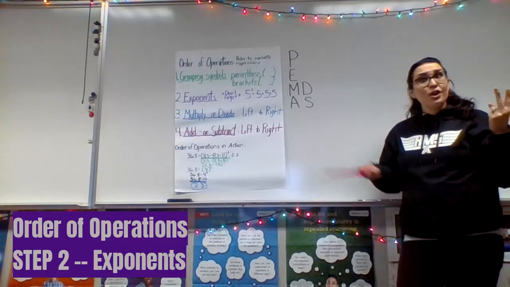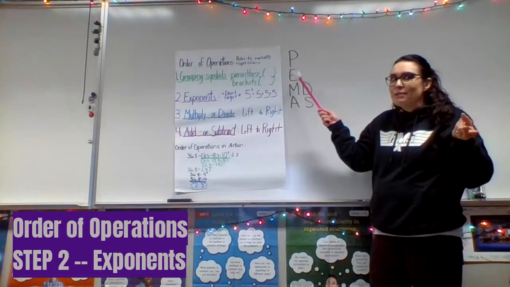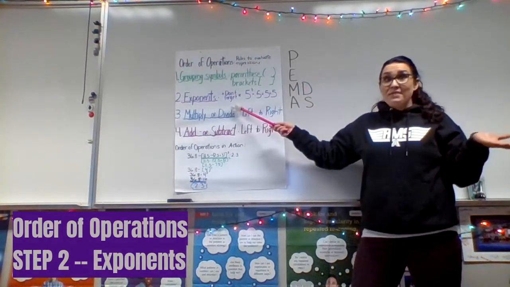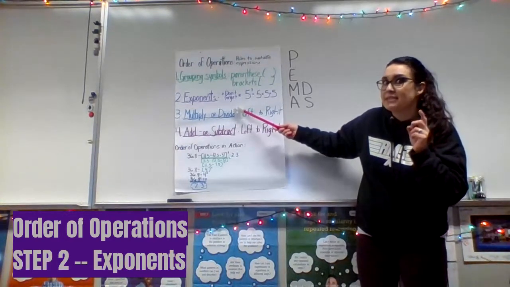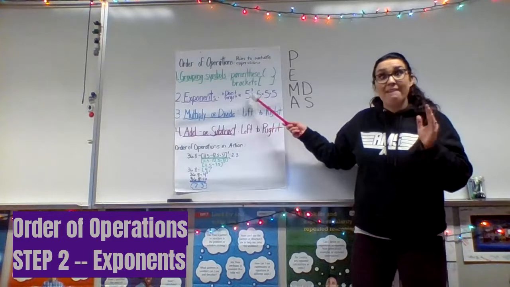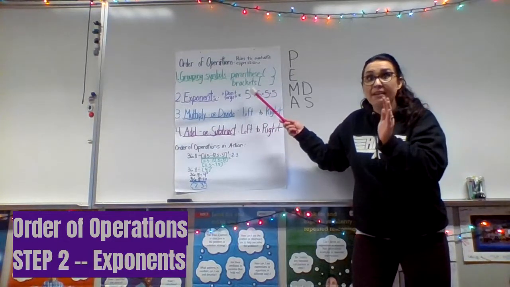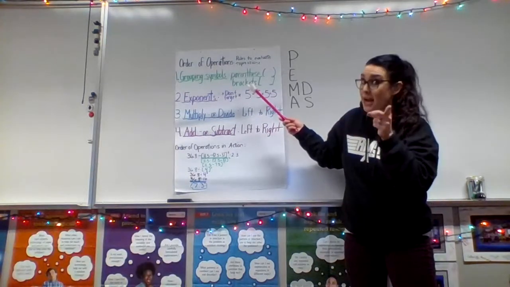Step number 2 in PEMDAS is exponents. It's also step number 2 in our order of operations. Exponents. If you have an exponent, you gotta solve your exponent. And just a reminder, my friends, that exponents, for example, if I have 5 to the 3rd power, that means 5 times 5 times 5, not 5 times 3. So just remember your exponent rules.